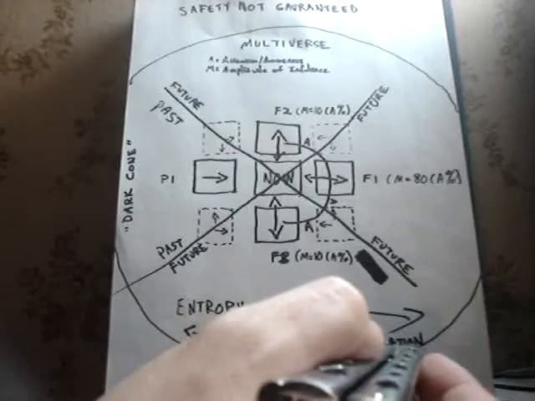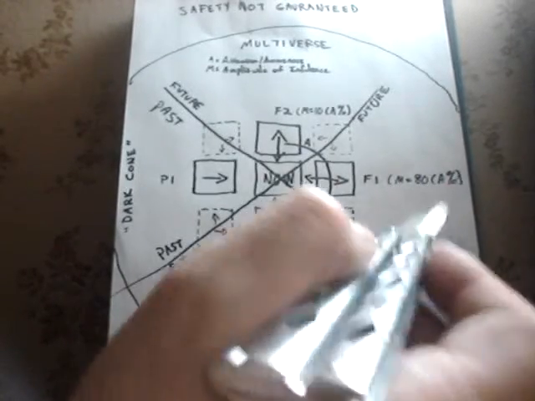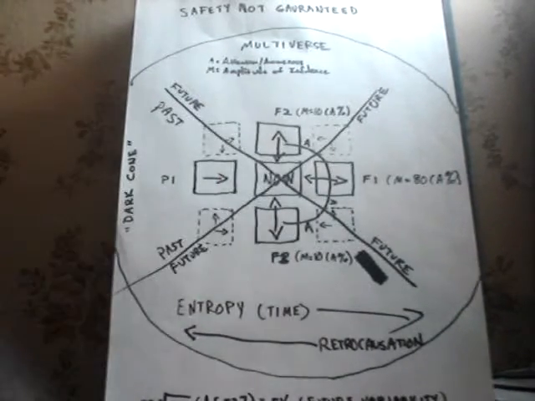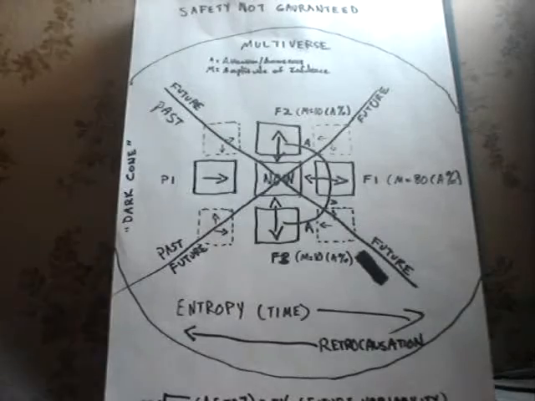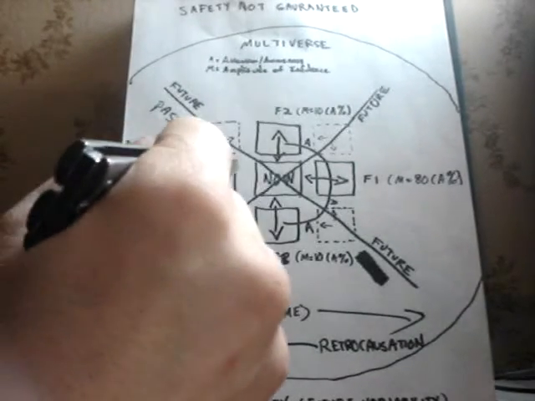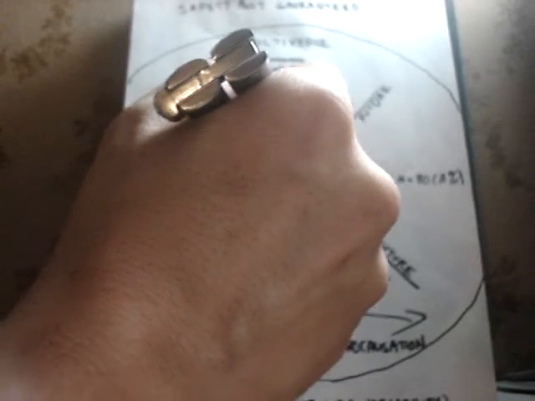And then here we have retrocausation, which means that causality comes from the future, not the past. This is an important point. Most people think of causality as originating from the past, going this way, right to the present moment, and then forward into the future in any number of directions.